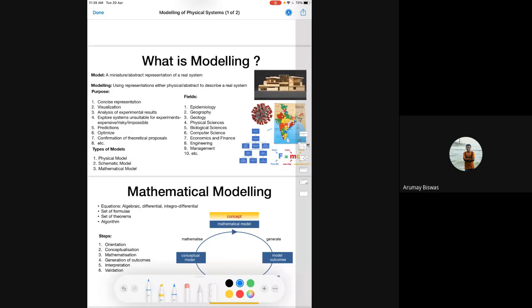Then you can use a model for even confirmation of theoretical proposals. So if you have a theory of, say, some forces or some interactions, and you want to verify if that theory is valid, you might want to apply it to some sort of model system. So a simple system where you are sure that your equations can be accurately and reliably solved.